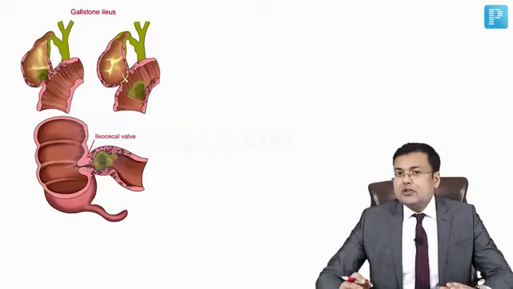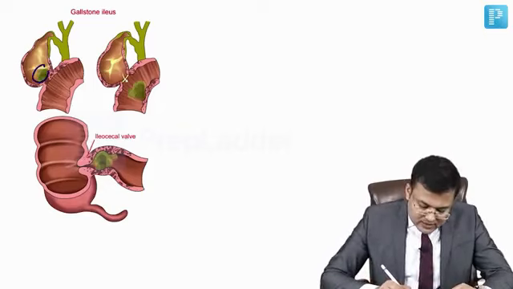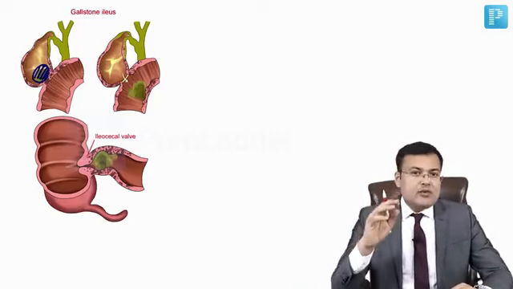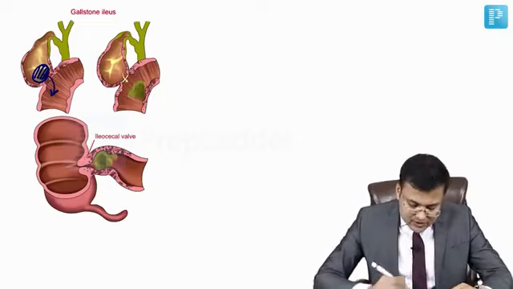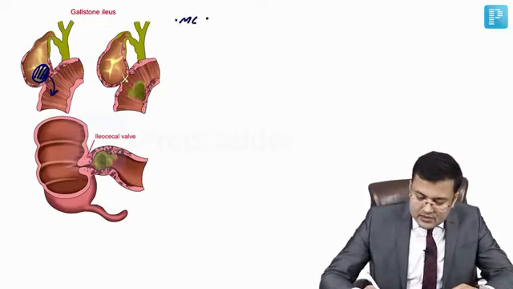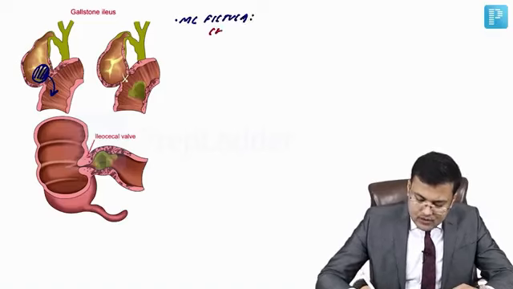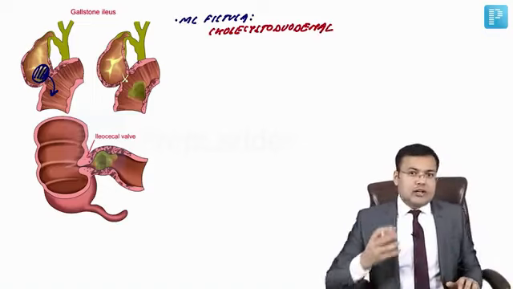See this condition, this is gallstone ileus. So what is the problem? First, in the gallbladder, there is large stone. Because of this large stone, there is chronic inflammation, and what happens? It is going to erode the duodenum and the gallbladder. So there is formation of a fistula. So what is the most common fistula in gallstone ileus? The most common fistula is cholecystoduodenal. It is cholecystoduodenal.